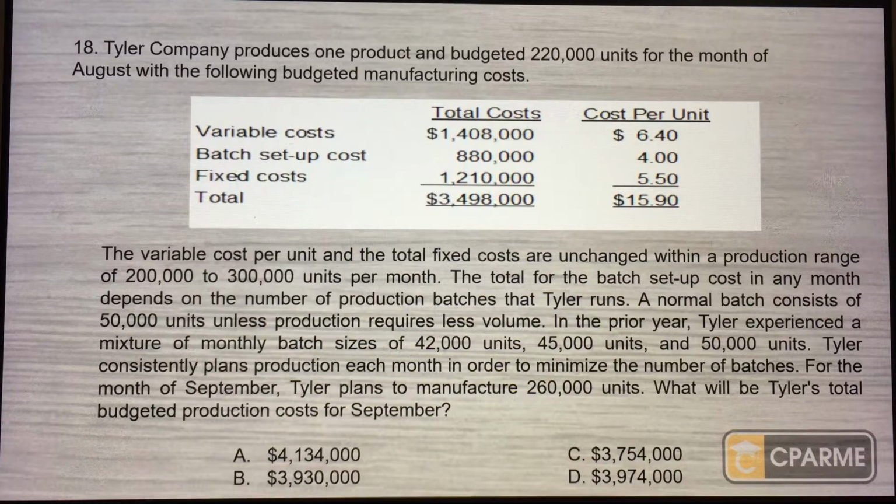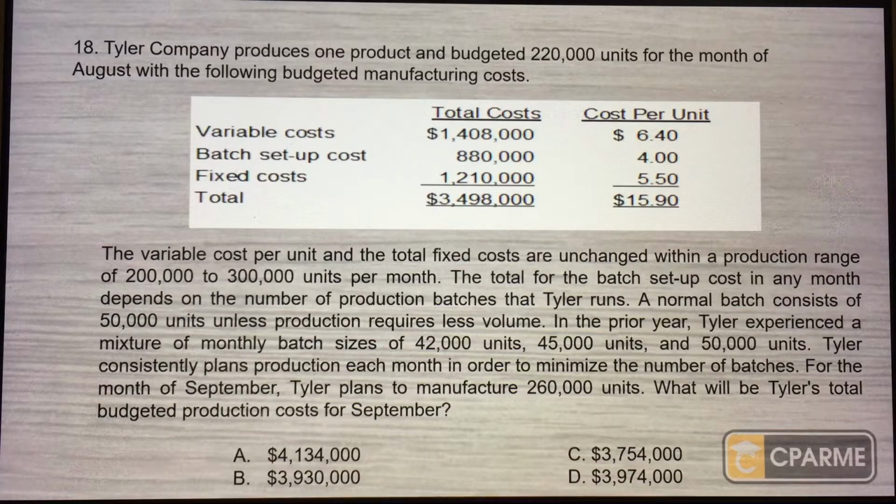For the month of September, Tyler plans to manufacture 260,000 units. So question, guys, is this 260,000 units within the relevant range? The correct answer is yes, because from 200 to 300,000, 260,000 is within that range. So the variable cost should be 6.40, and the fixed cost is still the same, 1,210,000. The only problem now, or the calculation that is quite challenging for us, is the batch setup cost.